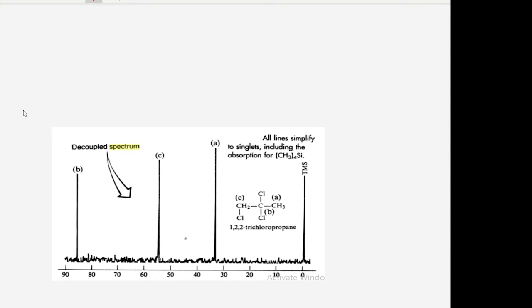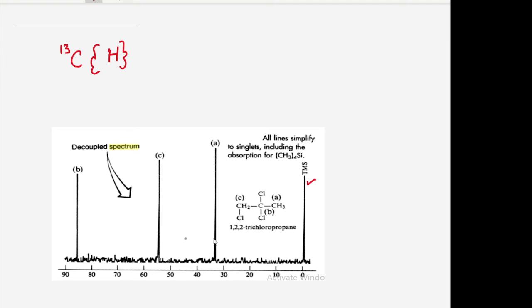So this is a decoupled spectrum, a proton decoupling. How do we write proton decoupling? Like this: this is carbon-13, and we are decoupling the protons. So this is a proton decoupled carbon-13 NMR spectrum. Here it is written that all lines simplify to singlets, including the absorption for tetramethylsilane. So the tetramethylsilane signal will be a singlet in the carbon-13 decoupled spectrum. Not off resonance decoupled, but broadband decoupling.